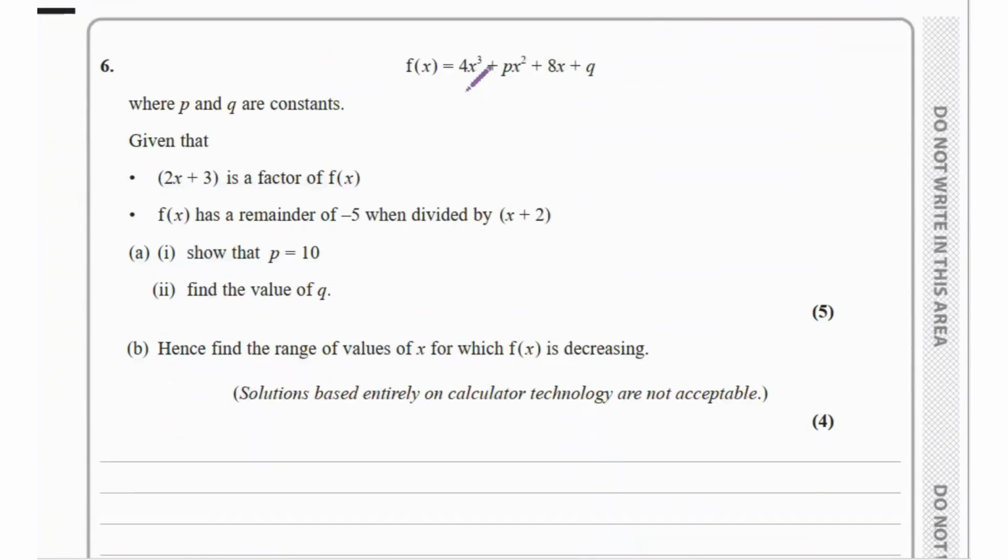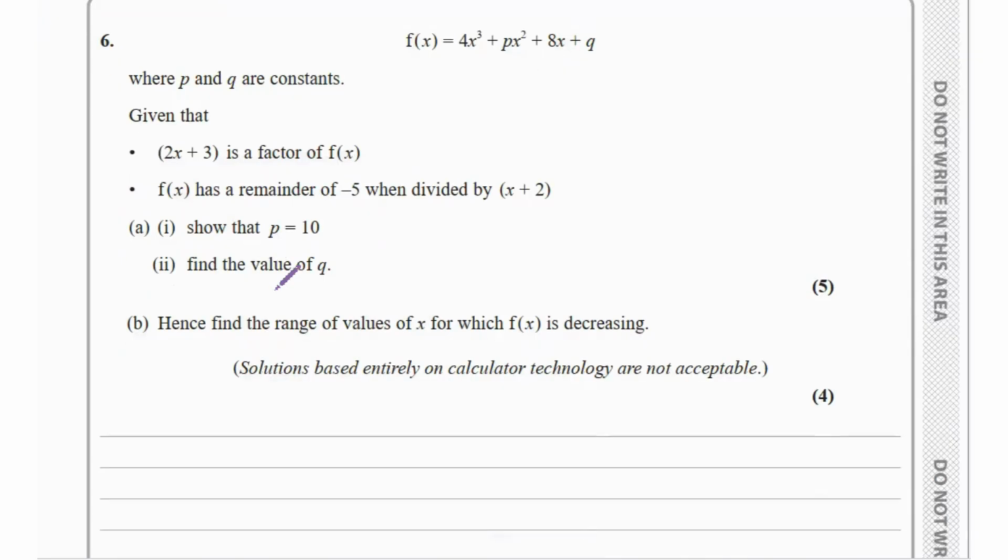Then question 6 says there's a function f(x) = 4x³ + px² + 8x + q, where p and q are constants. Given that 2x + 3 is a factor of f(x) and f(x) has a remainder of −5 when divided by x + 2, show that p equals 10 and find the value of q. So for that, we first put x equals −3/2 in the equation and put f(x) equals 0 because x = −3/2 is a factor. So if it's a factor, then f(x) will be equal to 0.